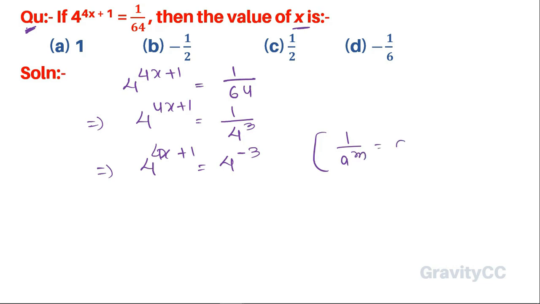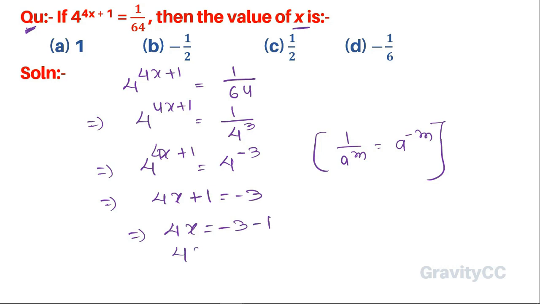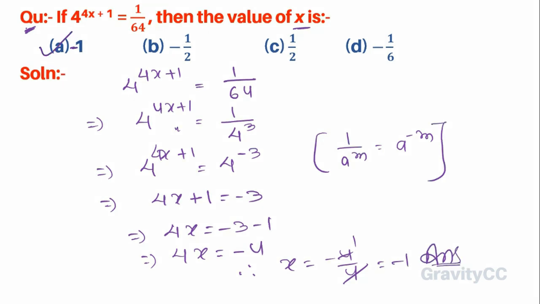1/a^m को हम लिख सकते हैं ऐसे। सो बेस सेम है तो क्या होगा, इसमें सिर्फ पावर आएगा। 4x + 1 = -3 implies that 4x = -3 - 1, so 4x = -4, so therefore x = -4/4 = -1 answer. So option A is the correct answer.